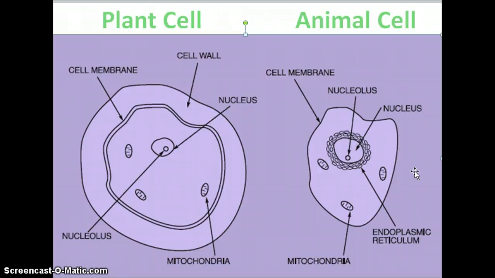There are several more things that these cells contain, but this is what we will be starting with, and we will eventually add more as we get more in depth. Plant cells, as you can see, have a cell wall, which animal cells do not, and animal cells have an endoplasmic reticulum, which plant cells do not.